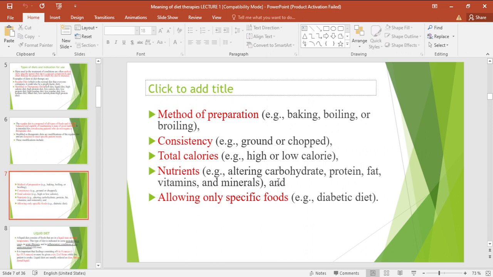And so that's why even the names of these therapeutic diets are named according to the nutrients that we are focusing on. For example, when I say a low sodium diet, I am focusing on a diet that is going to give me less sodium or salt, because too much salt may not be good for the body. For example, in the hypertensive and the person with kidney failure.